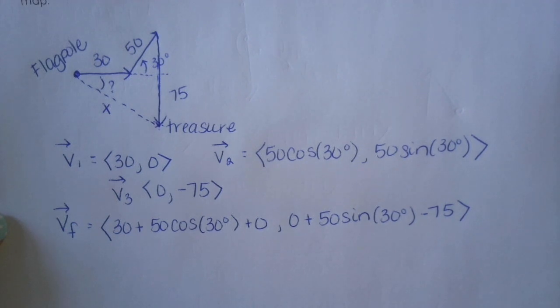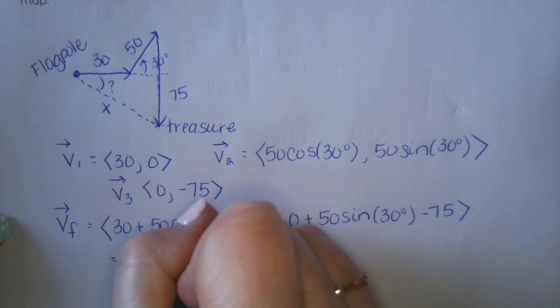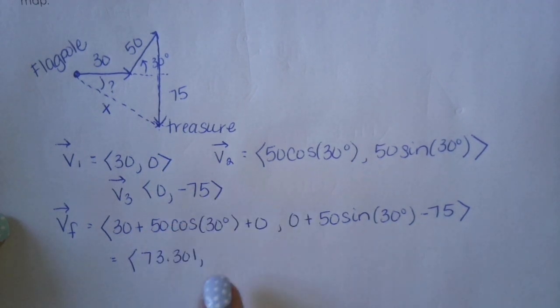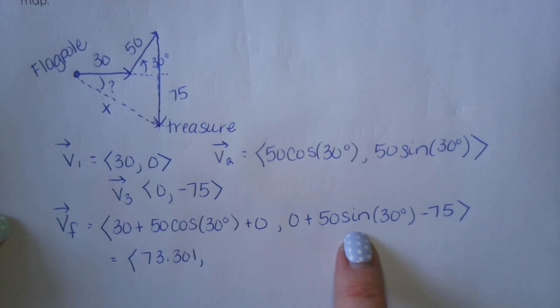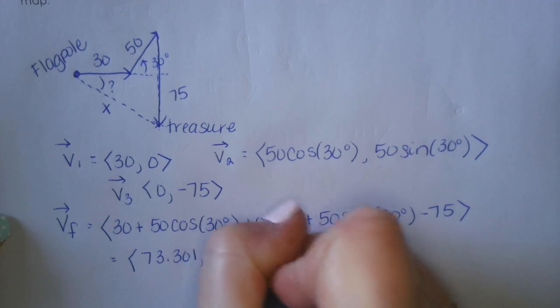Since we know we're going to end up with a bunch of decimals, since the sine and cosine of 30 degrees aren't necessarily friendly, I will use my calculator to find 50 times cosine of 30 degrees plus 30 gives me 73.301. And 0 plus 50 times sine of 30 degrees on my calculator minus 75 is negative 50.